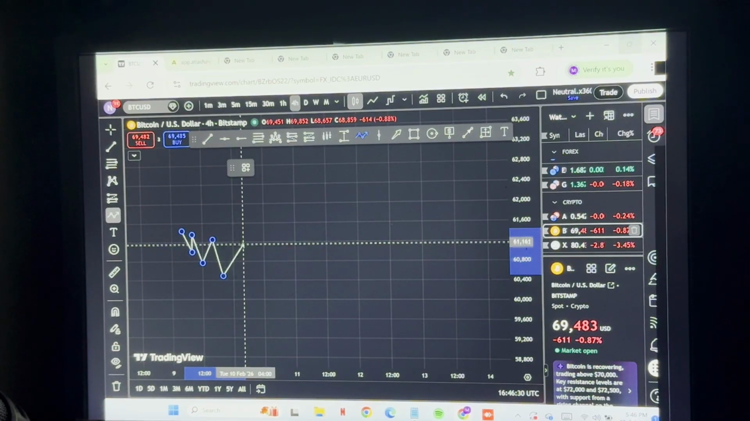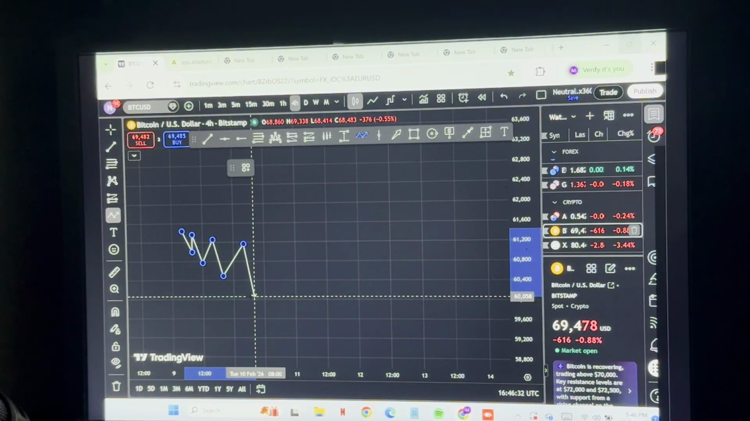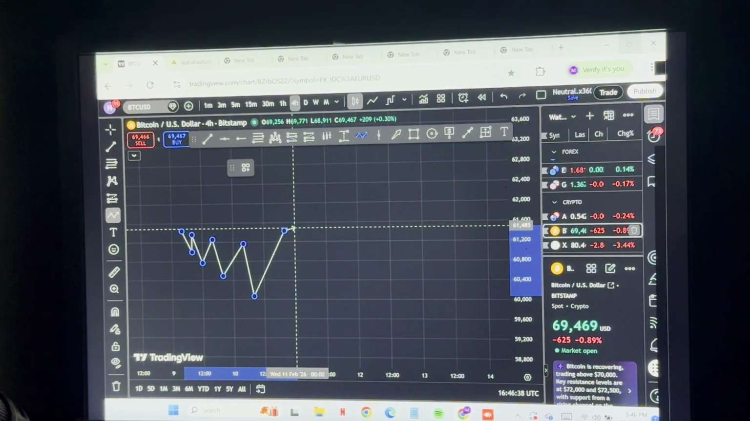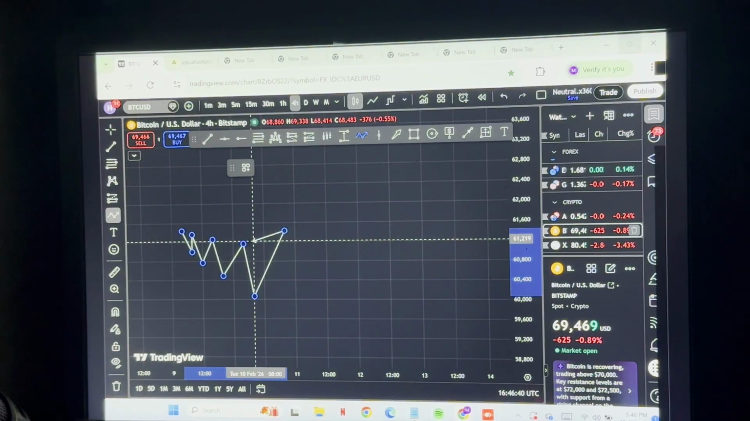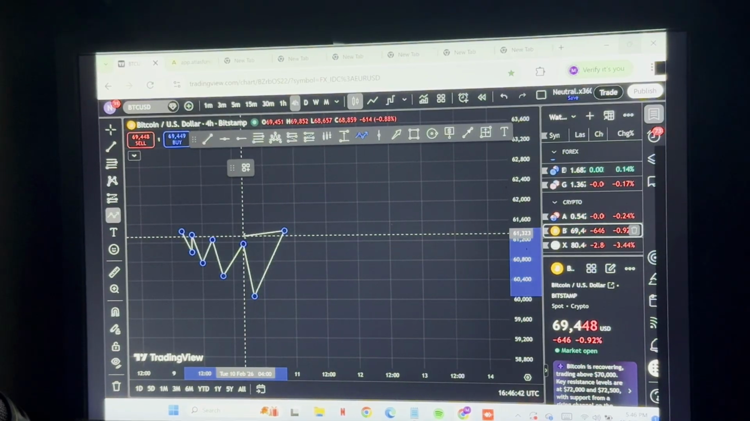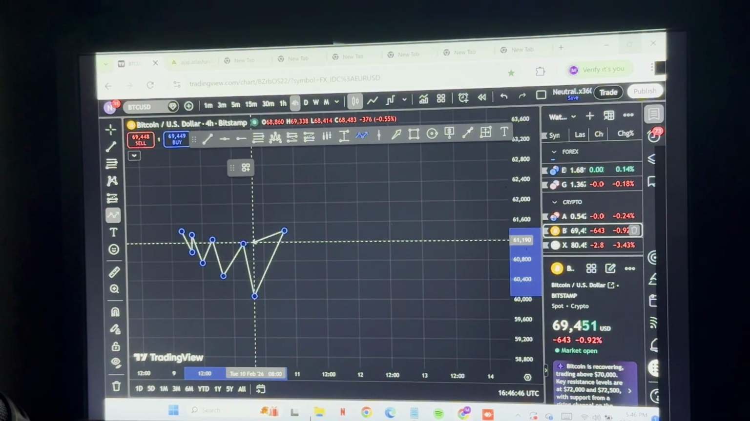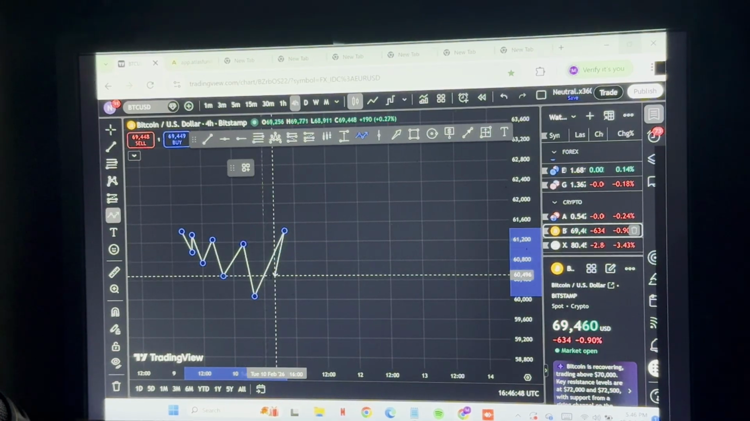Price creating this beautiful movement to the downside. Then we got something like this shift. Remember, once we get a shift, price will want to go in the opposite direction, because this is telling us the sellers are tired. The sellers can't push the price again. Then you think, okay, the buyers are ready to step in. This is when you start buying.